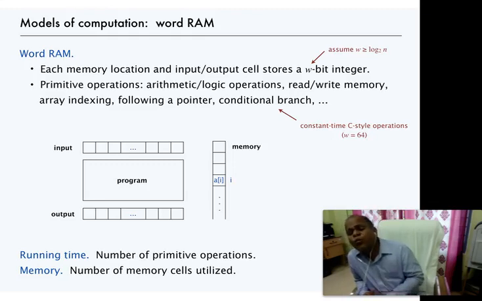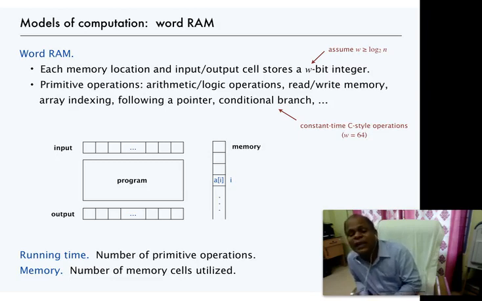Now, in that case, how will you say how much memory the algorithm or program is utilizing? In that case, it will say how many memory cells your algorithm or program is using. That is the memory requirement. How many memory cells? Suppose it is taking 2n memory cells, then your space requirement or memory requirement for the algorithm is 2n. This is the situation.